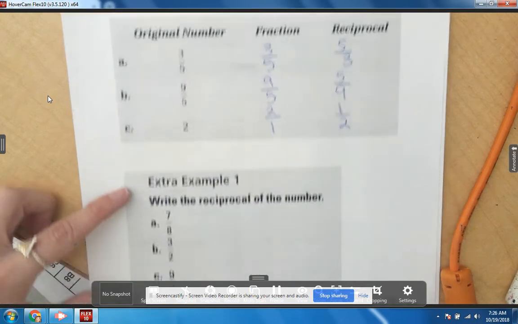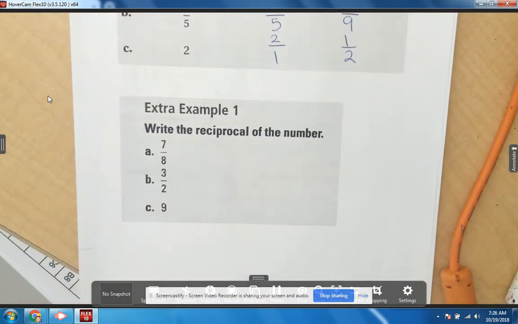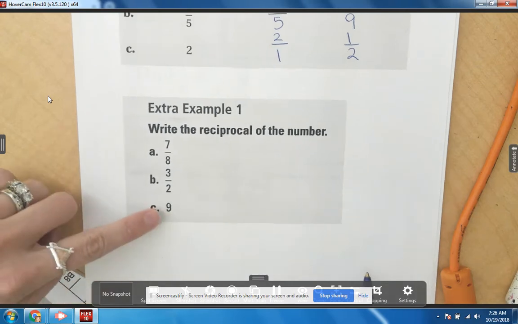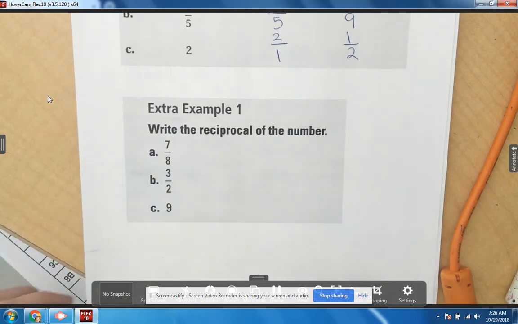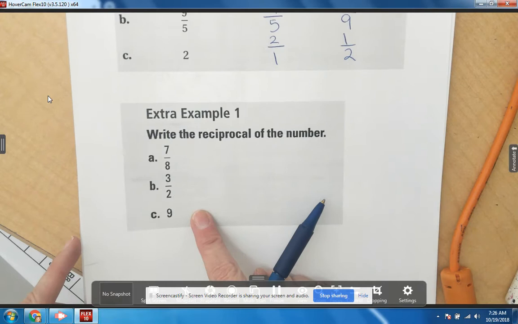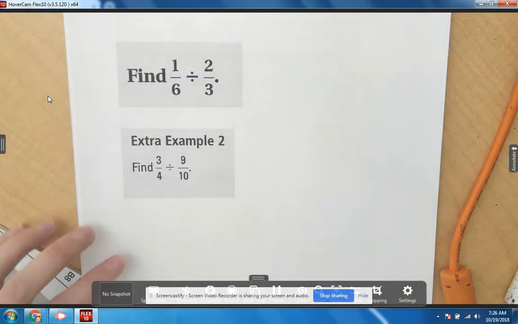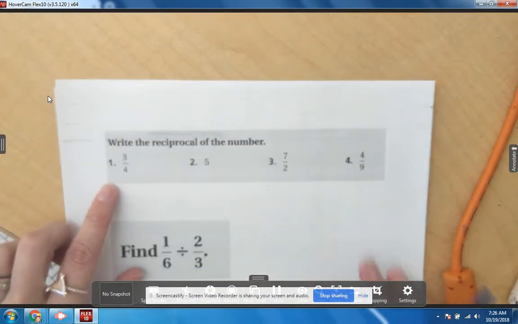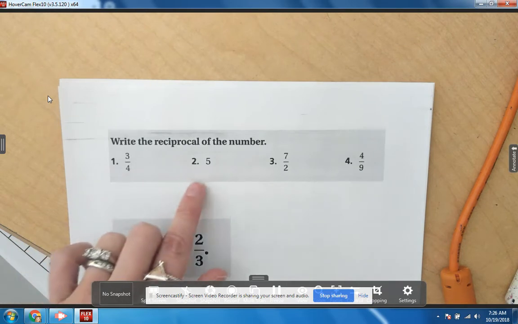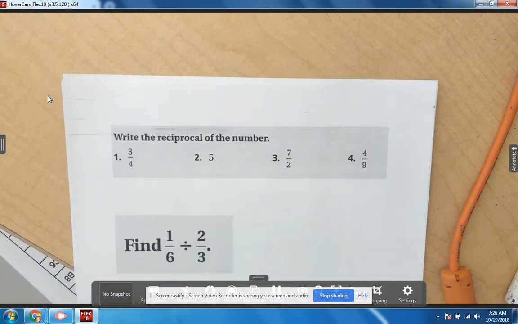Okay? Now this, I do want you to pause and try. Do the same thing I just did. So all you're doing is flipping over the fraction. If it's a whole number, write it over 1 first and then flip it over. So try this one on the back of your notes. Okay, 4 more for you to try. Same thing, write the reciprocal. Do these on the back of your notes. So just flip them right over, and that's it.